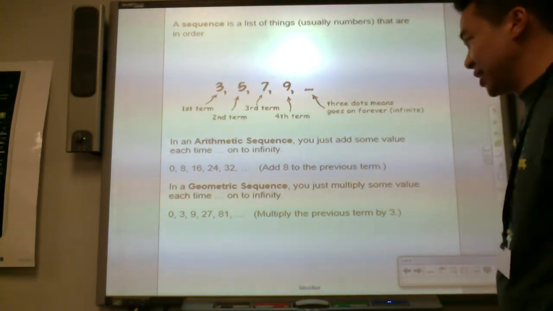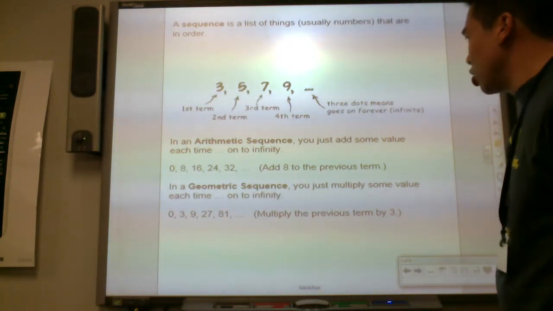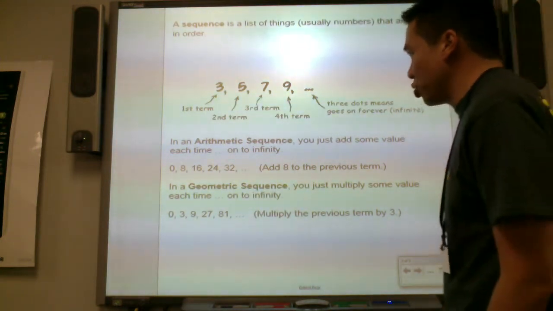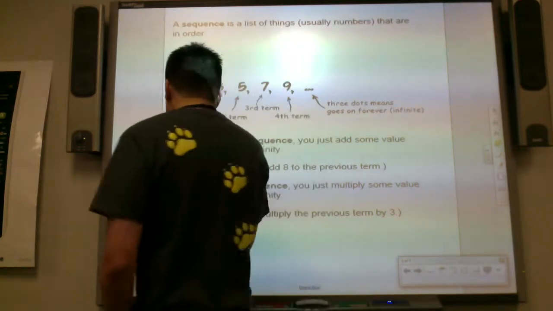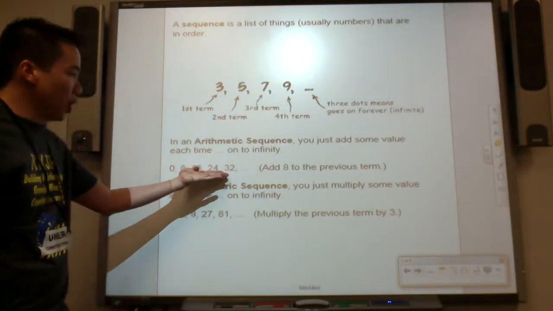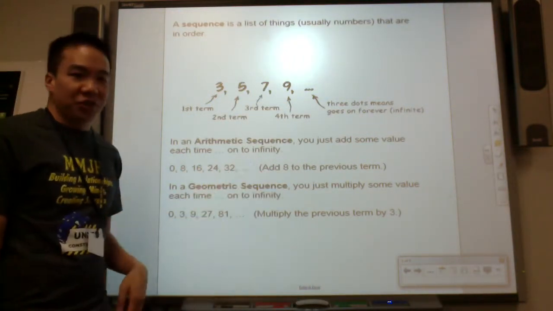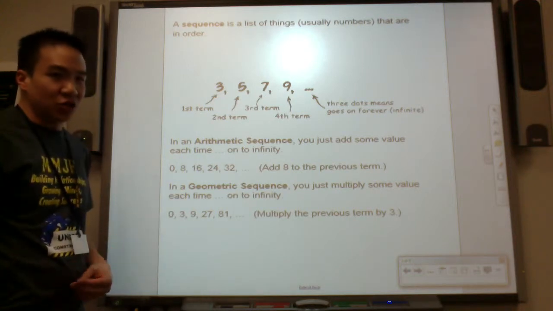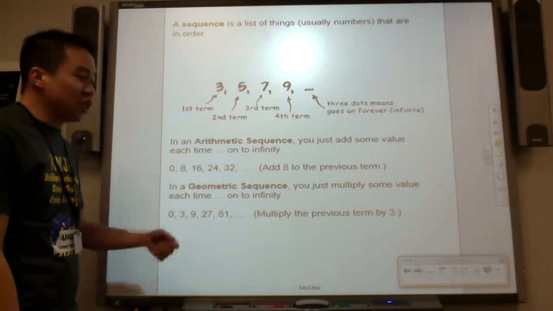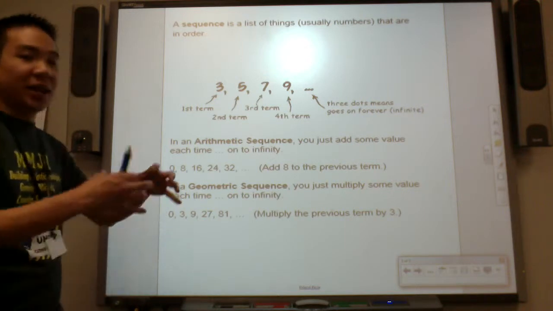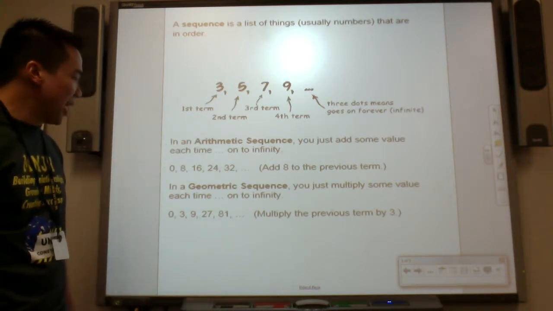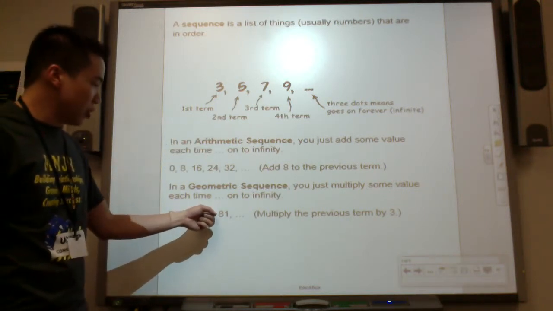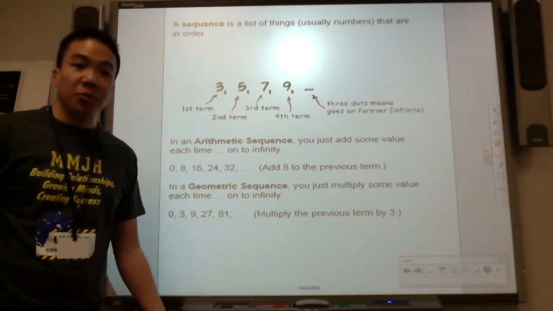It's infinite. In an arithmetic sequence, you just add some value each time onto infinity. So, for example, in this one, you just keep on adding 8 over and over. Add 8 to the previous term. That's arithmetic, because you're doing math, arithmetic. For geometric, you are building it up. You are multiplying by some value. In this one, you're tripling. So you're multiplying all the numbers by 3.